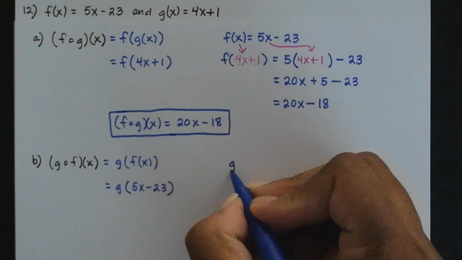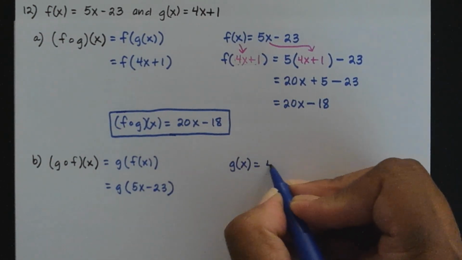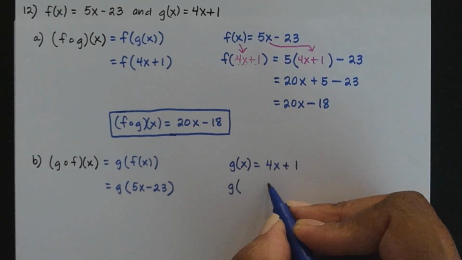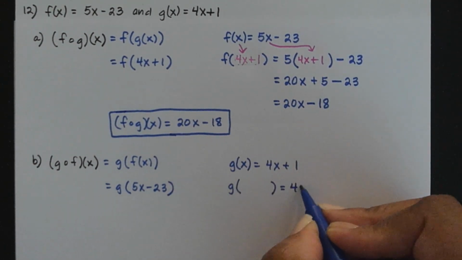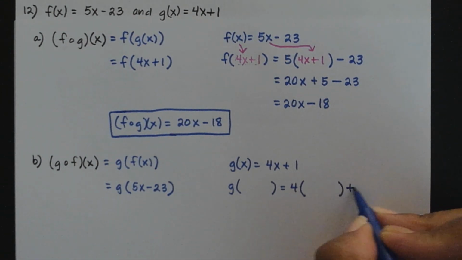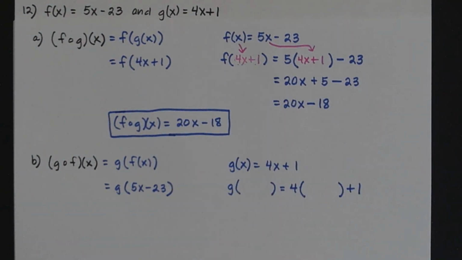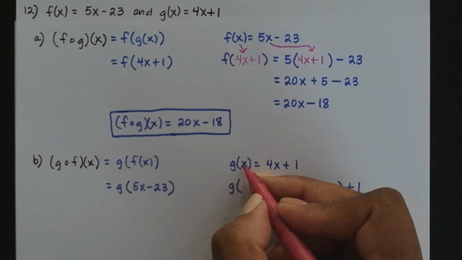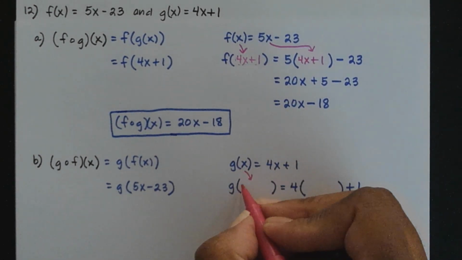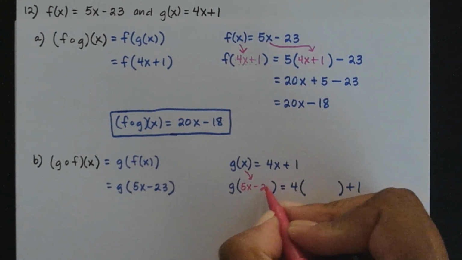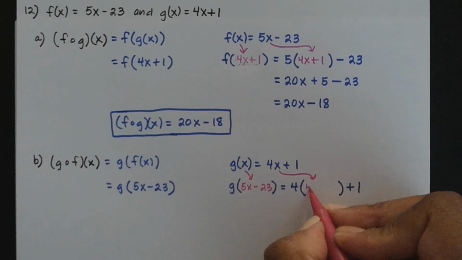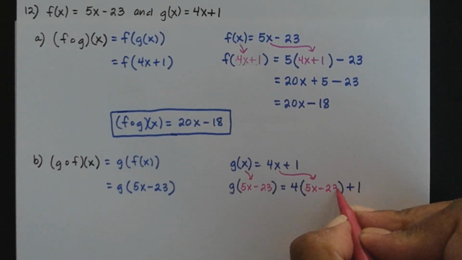Now, of course, g of x is equal to 4x plus 1. That means every single x in g of x will be substituted with what f of x is. So in the g of x notation, that x will be replaced with what f of x is, 5x minus 23. And in the 4x plus 1, that x will be replaced with 5x minus 23.